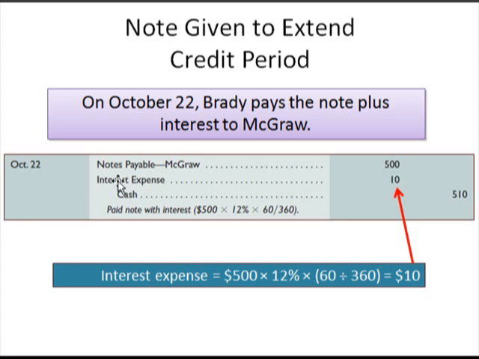So then they would debit notes payable to remove that liability, debit their interest expense for the interest, and credit cash for the total amount that they have to pay.